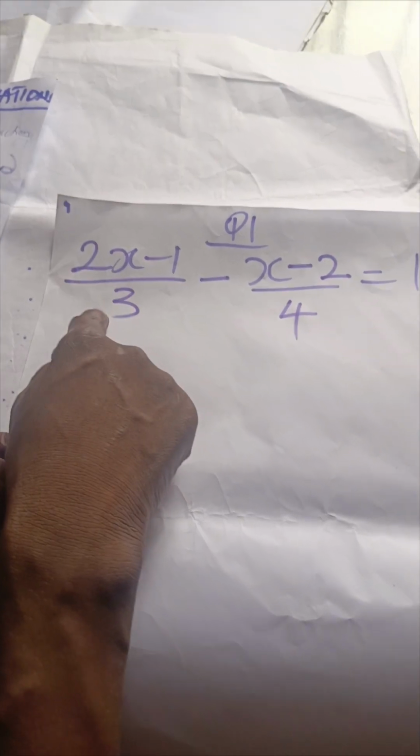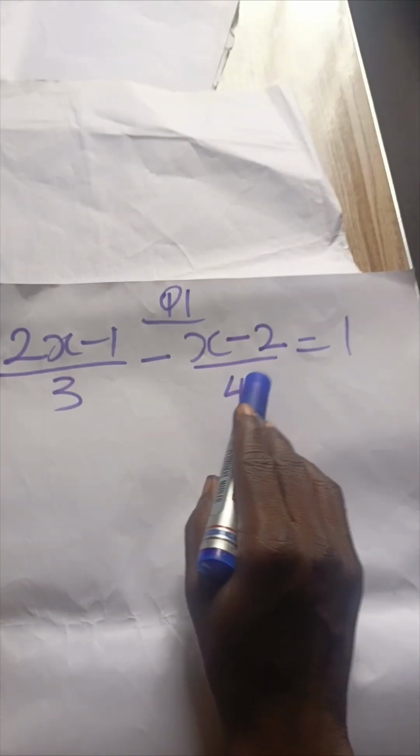Now this is an example of a fraction. This is also a fraction. Now the top one is the numerator, the down one is the denominator. So when solving equations containing fractions, it is easier to solve when the fractions have been removed. To do this, change the fractions to whole numbers by first multiplying each term of the equation by the LCM of the denominators. Now these are the denominators.